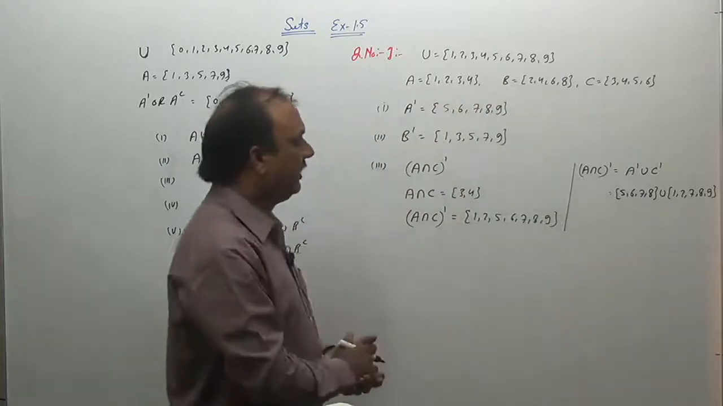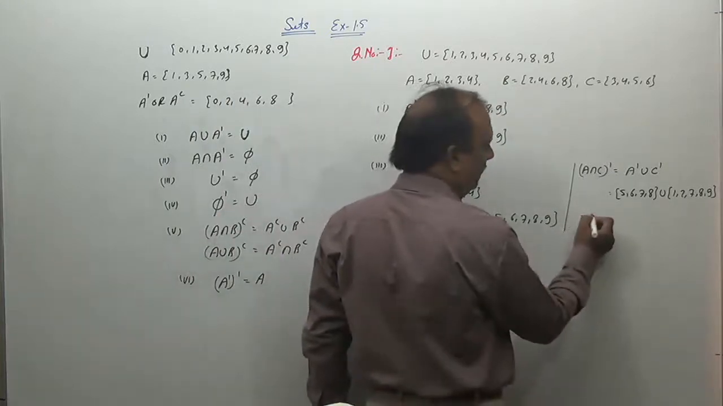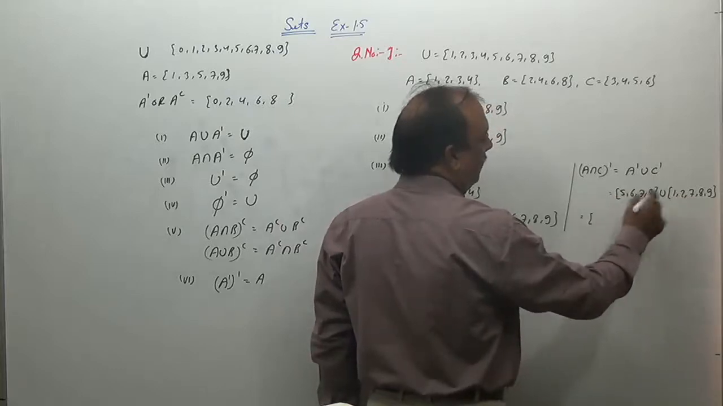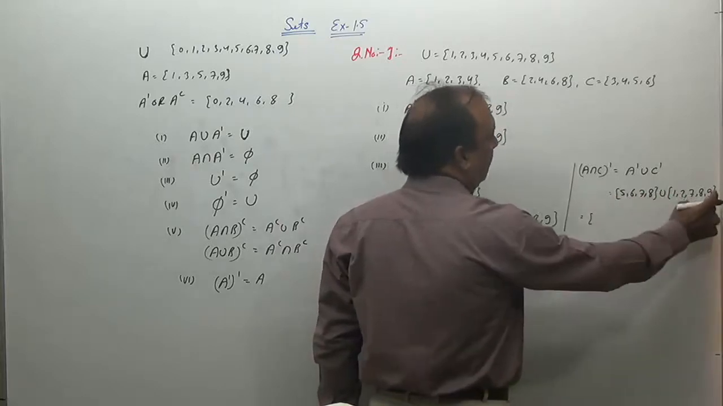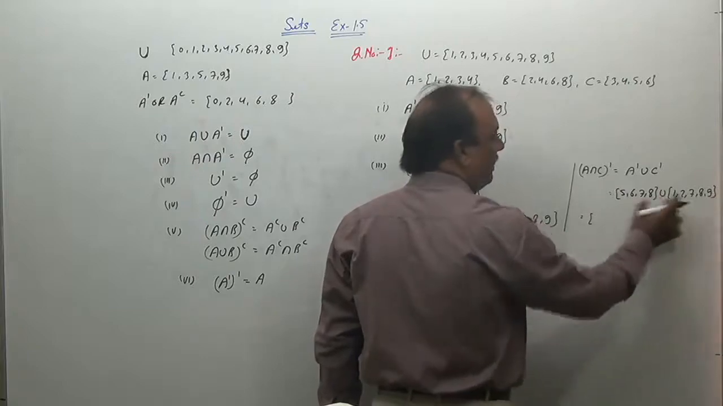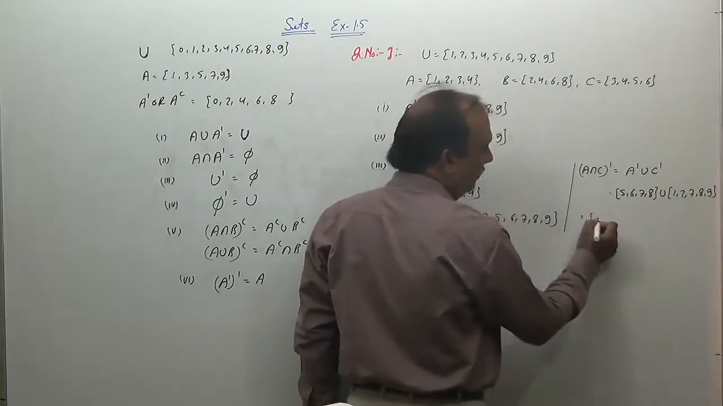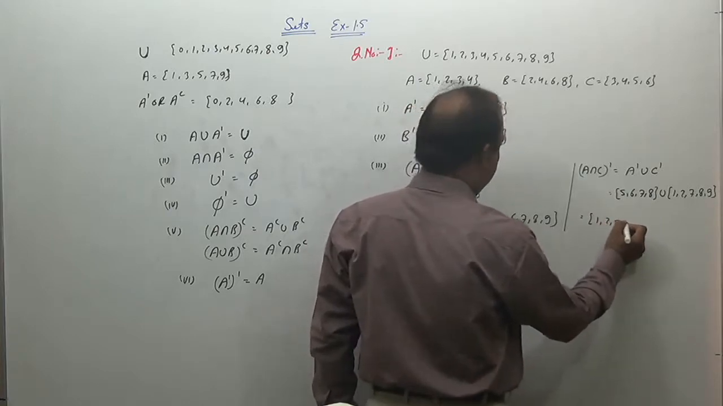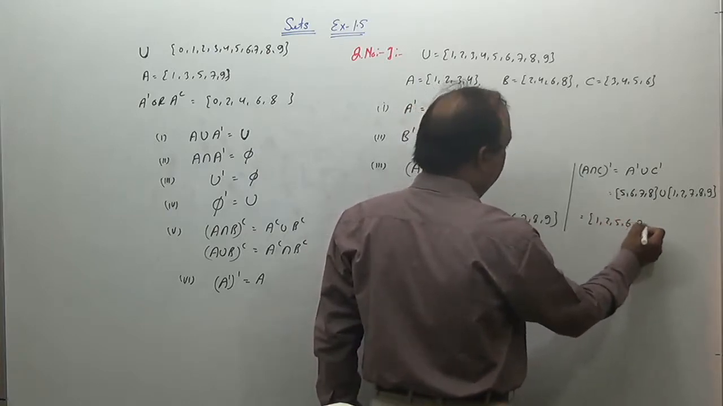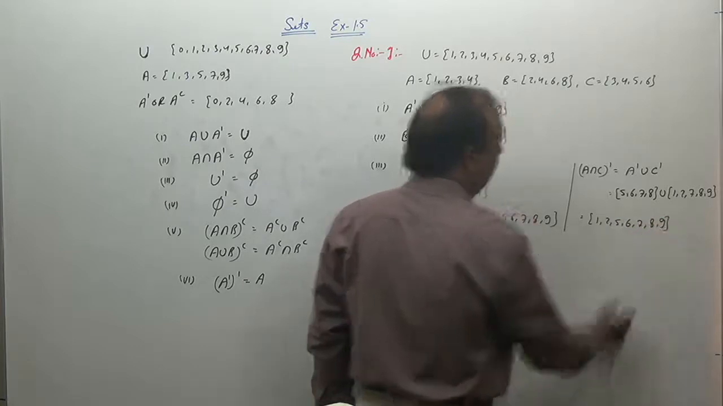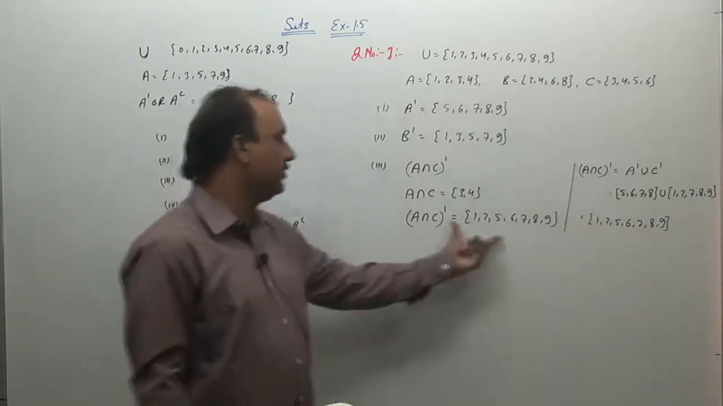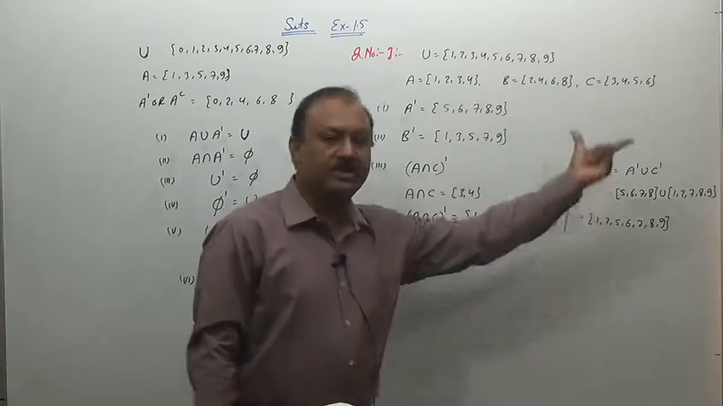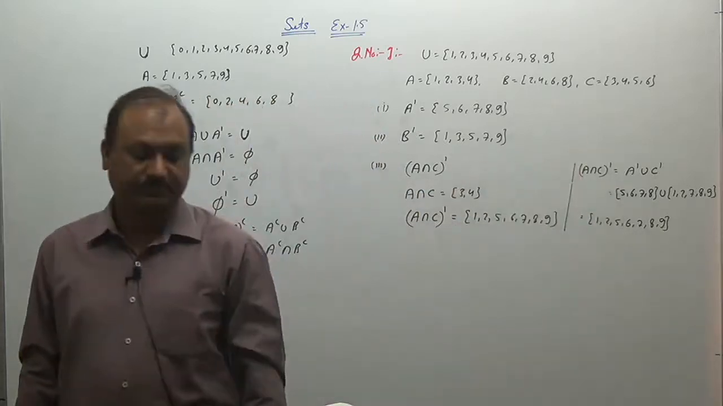Taking their union, the union is a set which contains all elements of this set as well as this one, so that all elements of both come in: 1, 2, 5, 6, 7, 8 and 9. So you will get the same answer, by the direct way or by using De Morgan's law.